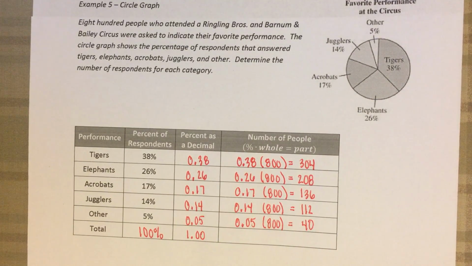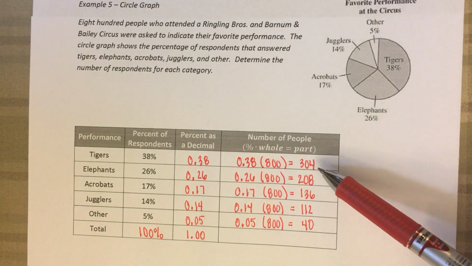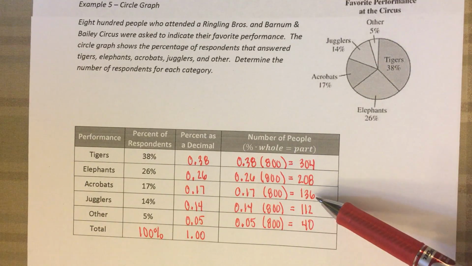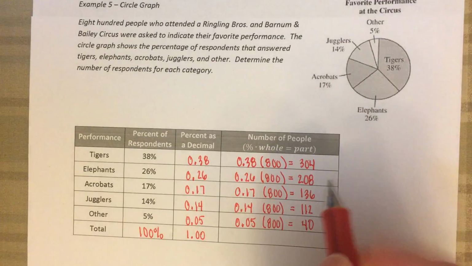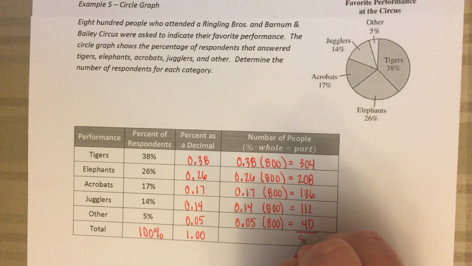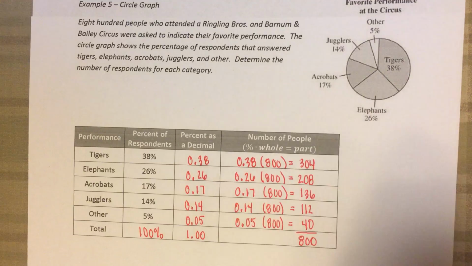And just as our percentages added up to 100%, just as our decimals added up to 1, this should add up to our total number. And if we add 304, 208, 136, 112, and 40, we do get a total of 800.